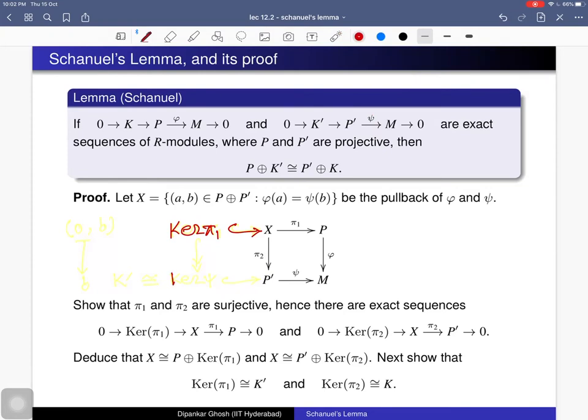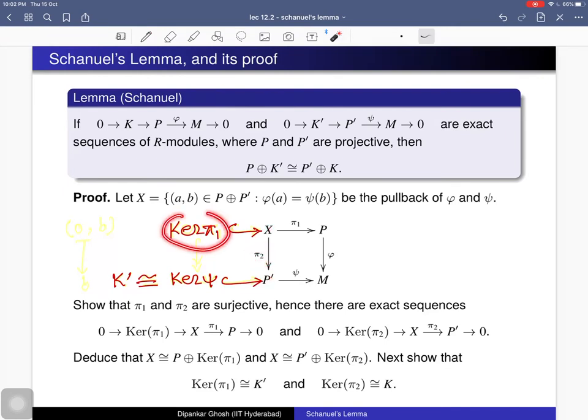So, if we write kernel of psi here, then K prime is isomorphic to this kernel of psi, and kernel of psi is already sitting inside P prime. So, it is contained in P prime, and we have this module homomorphism from X to P.